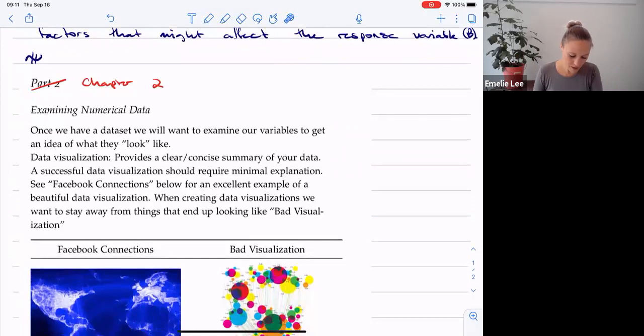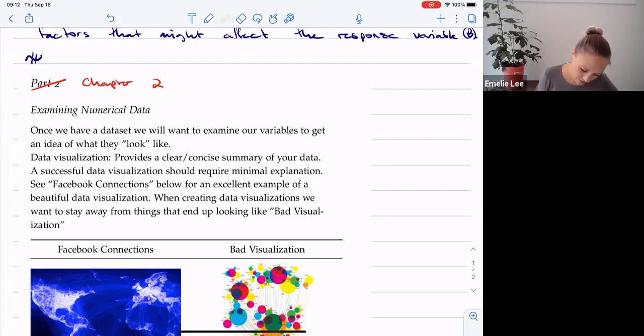So like I said, once we have a data set, once we've collected our data, we need to get a feel for what's happening in here. The main thing that we do is data visualization. So we'll start there. The point of data visualization is just to quickly communicate what's happening in the data.